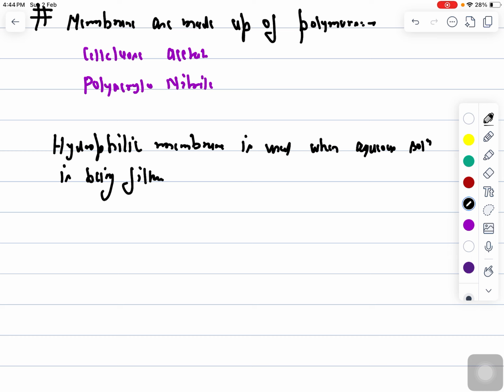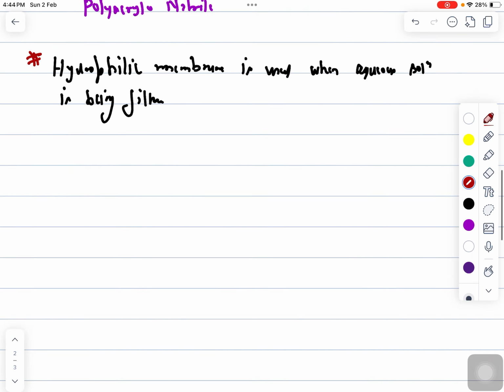So there you can use the hydrophilic membrane. That is very important, okay? So sometimes in 1 marks they can ask you this kind of question. Now then it comes to the membrane based on the materials.